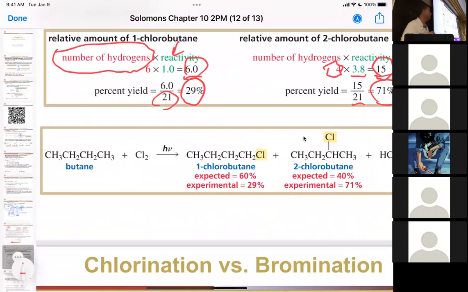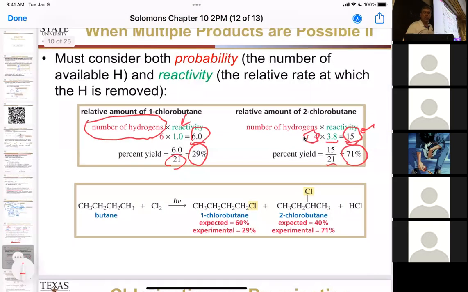29 and 71. In fact, these reactivity ratios are not theoretical, they are measured. You know how heats of hydrogenation are measured, showing stability? These are measured. Okay, so that's chlorine. That's pretty cool. We can get some selectivity, but it's going to be a mixture of products, a little 2-chloro and some 1-chloro. What about bromine?